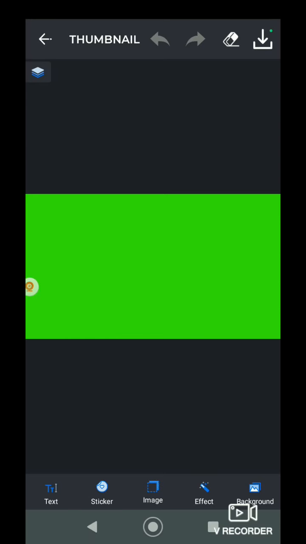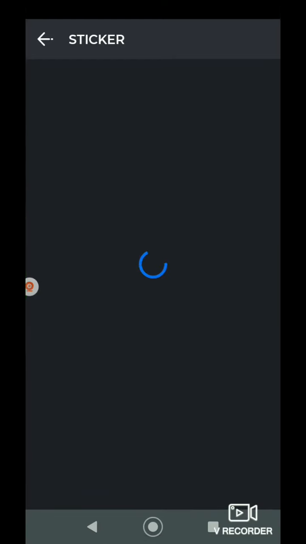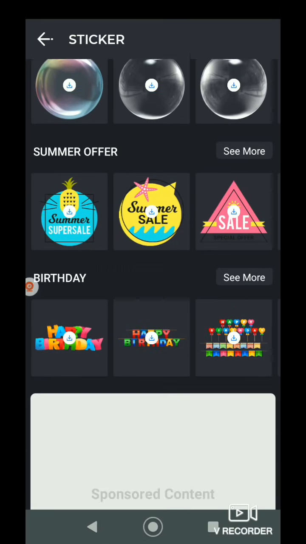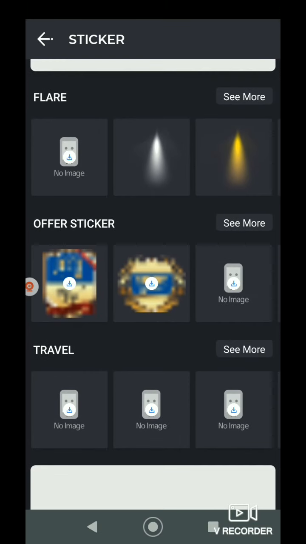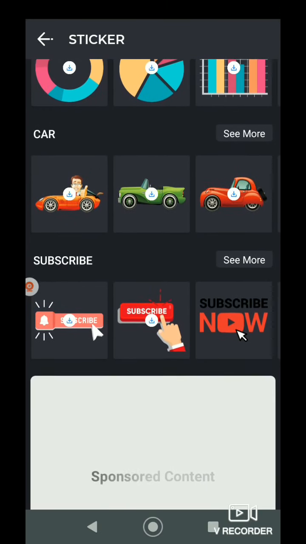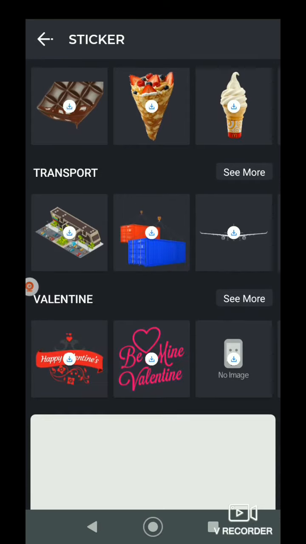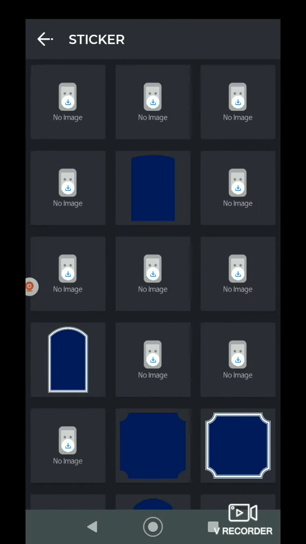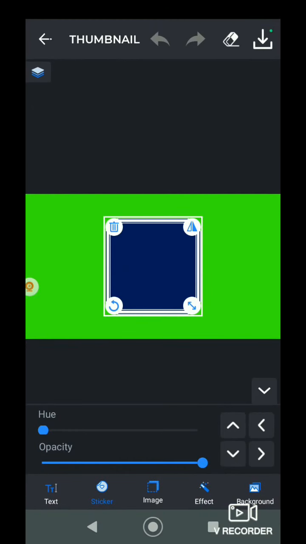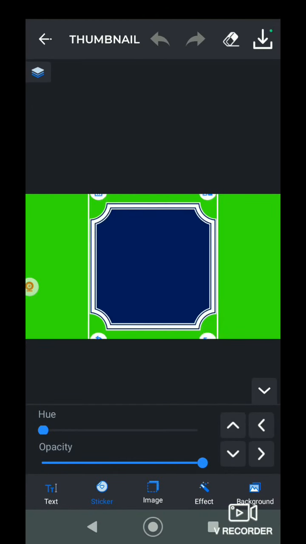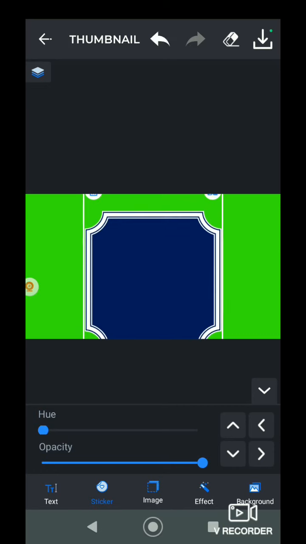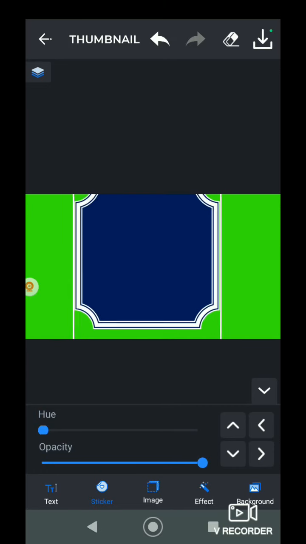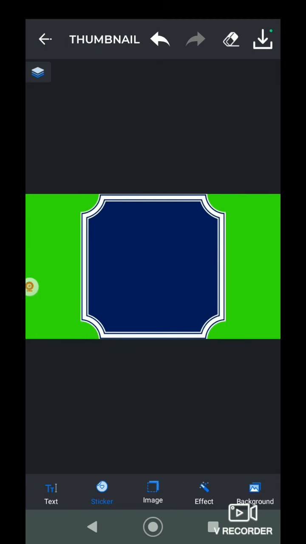Okay. The first thing I do is the sticker. Then scroll down to shapes, and I think the shape was a white one around it that stands out, and I put it right in the middle. Okay.